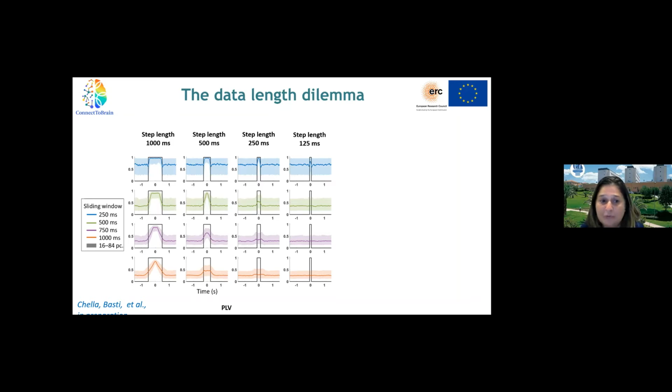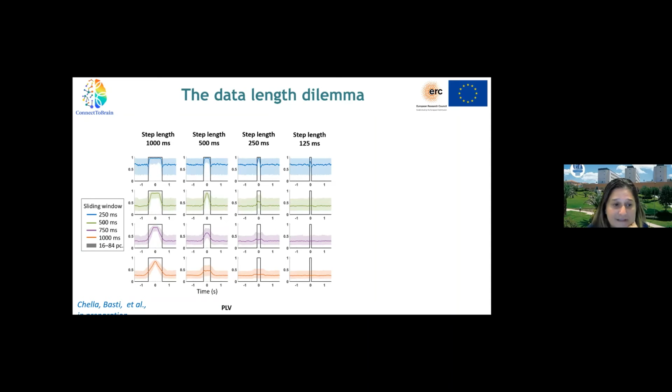So now we have two windows. One is the window of the actual connectivity, and the other one is the window that we are using to sample this connectivity. And if we have to take an overall message from this simulation, it is that as long as you have a window that you use to sample your data that is shorter than the actual connectivity state, that is super fine.